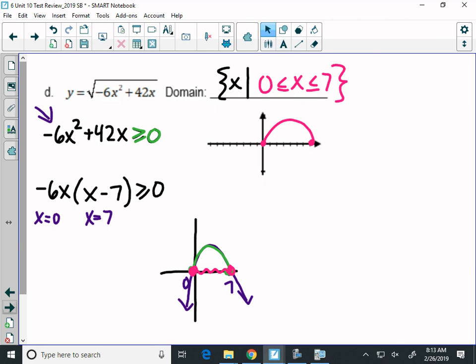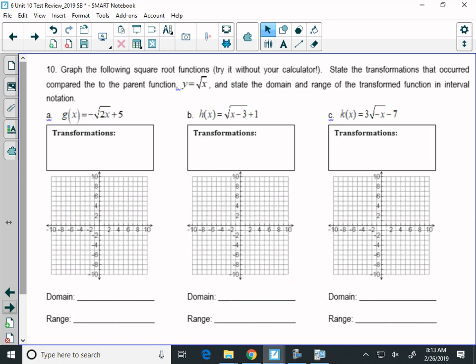So you need to be careful with what your leading coefficient is so that you can write your correct domain, understanding the way the parabola was sketched. All right, we're going to move on to the next ones here.